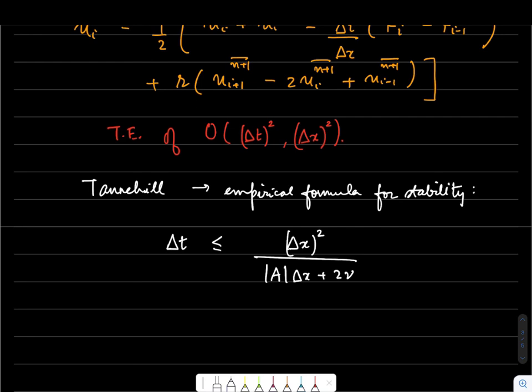In the next lecture I will start a different way of solving the momentum equation, which will be using the vorticity stream function approach, and we will use that method to solve a couple of problems from fluid mechanics.